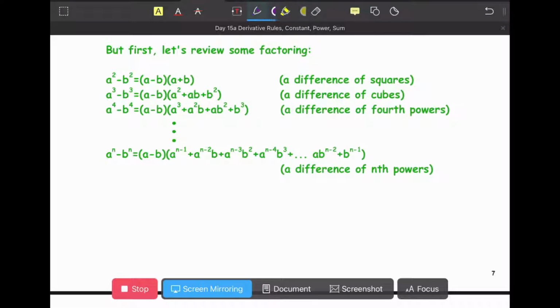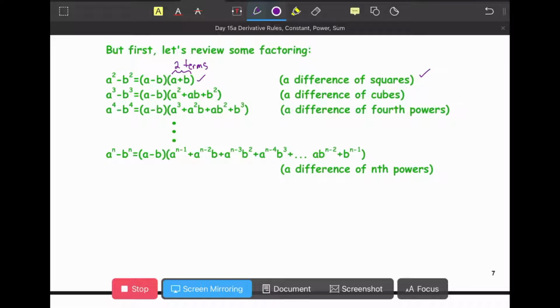We're going to have the difference of the original values, a minus b, and that's going to occur every time in our pattern here. But then our second part, we're going to note specifically that there are two terms here. So the difference of squares, a squared minus b squared, is equal to a minus b times a plus b. So this is our difference of squares.